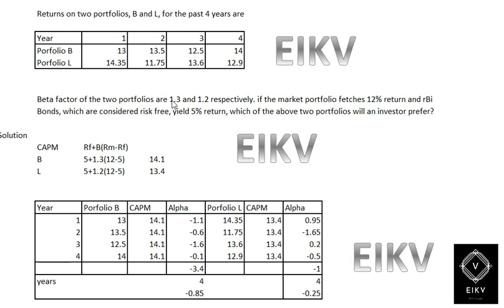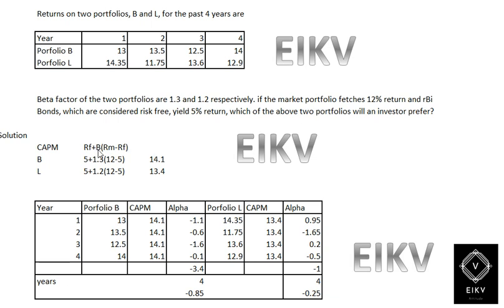The beta factor of the two portfolios would be 1.3 and 1.2 respectively. If the market portfolio fetches 12% return and RBI bonds, which are considered risk-free, yield 5% return, which of the above two portfolios will an investor prefer?